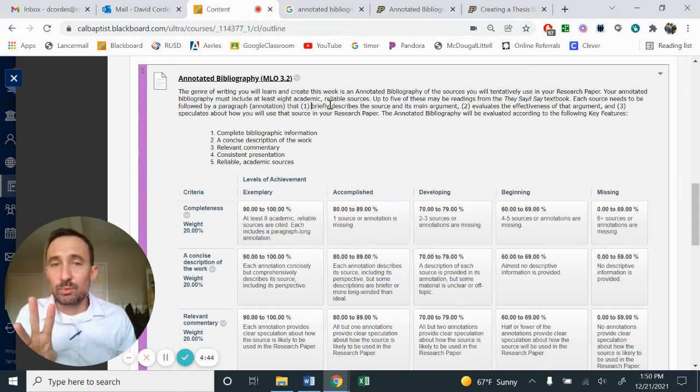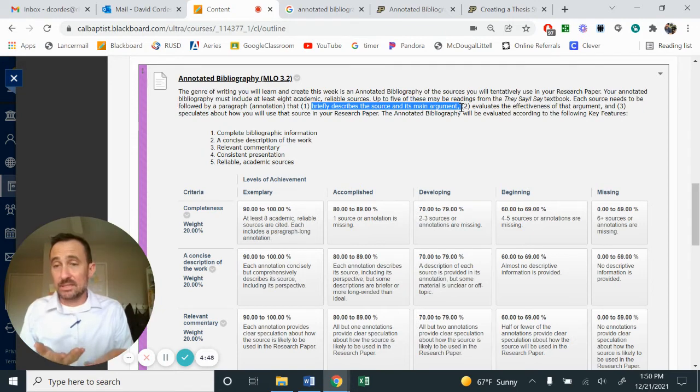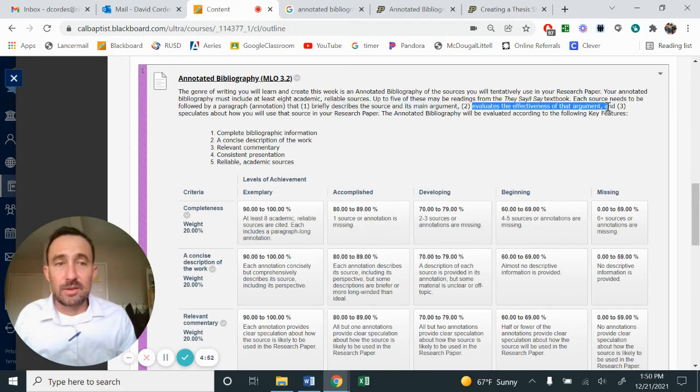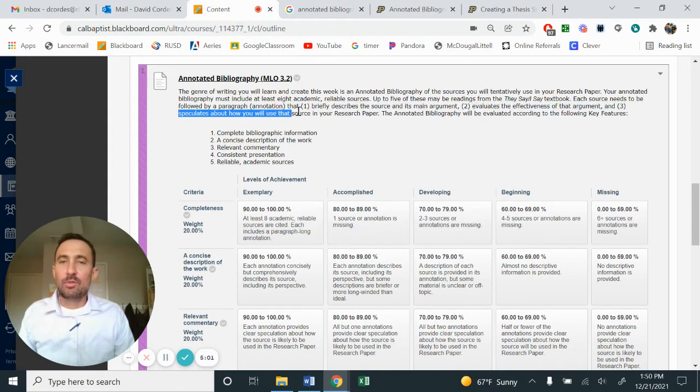1, it needs to briefly describe the source and its argument. So what is the content of that resource? Number 2, evaluate the effectiveness of the argument. How well do they propose their thesis and support their ideas with research? And then 3, speculate how this will be used in your own research paper. So how does this content, this article, this book, this website, contribute to the academic conversation that you are engaging in for your paper? Okay.